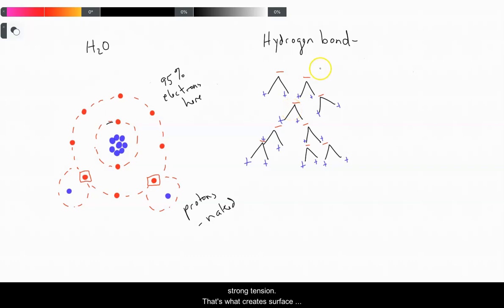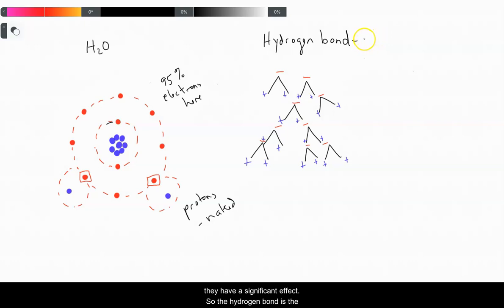That's what creates surface tension in water, and that's why a water strider, an insect that's more dense than water, can walk on top of water. It's because these hydrogen bonds are holding the water molecules together. They're very, very weak bonds, but you've got billions of them. And so cumulatively, they have a significant effect.